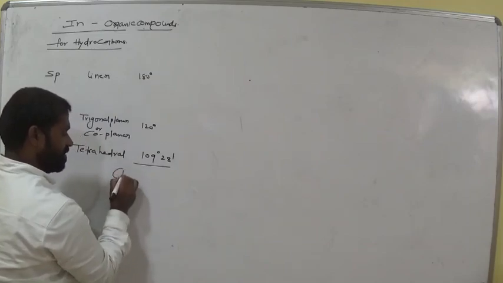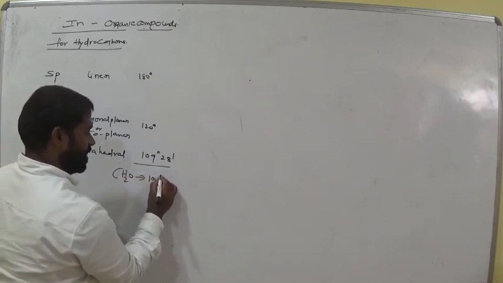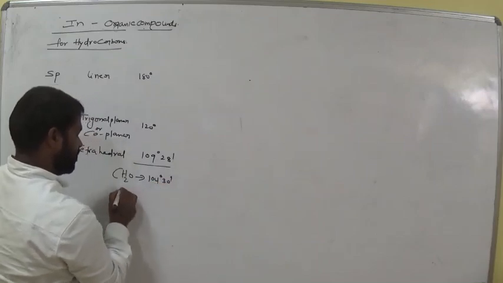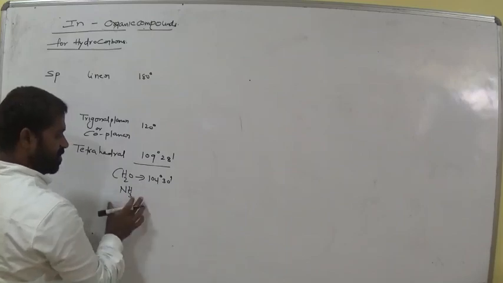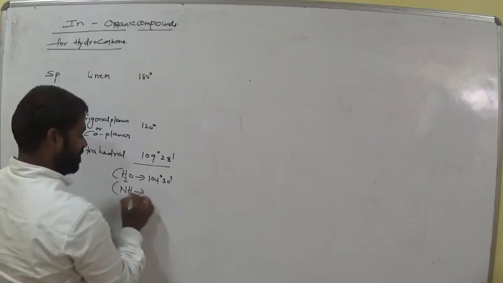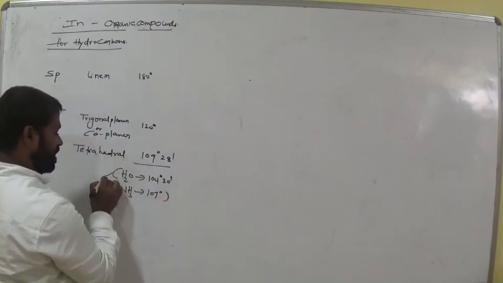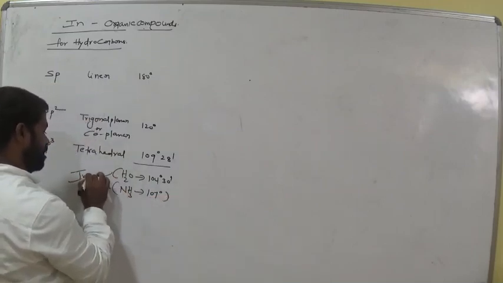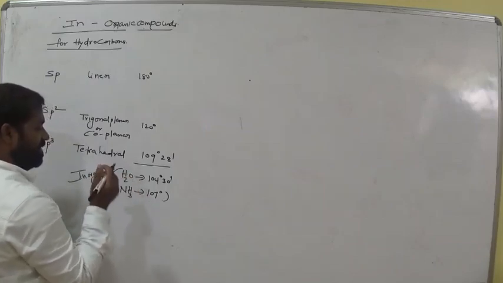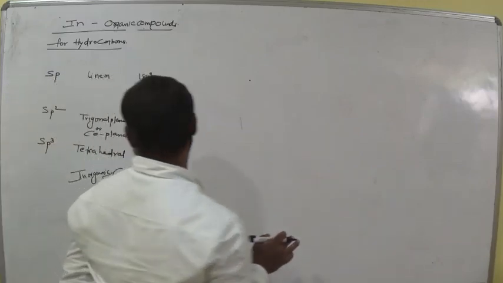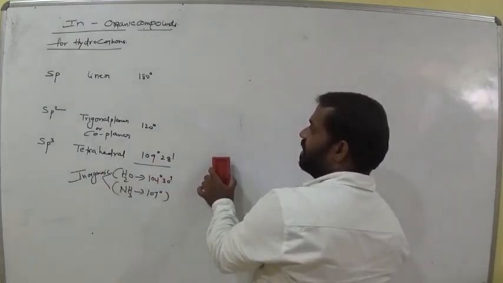In some cases it is variable. In the case of H2O it is 104 degrees 30 minutes. For NH3, remember this, it is not a hydrocarbon, but I mentioned it here: 107 degrees. These two are inorganic, not organic; there is no carbon and hydrogen combination. Mostly for organic compounds, 109 degrees 28 minutes.